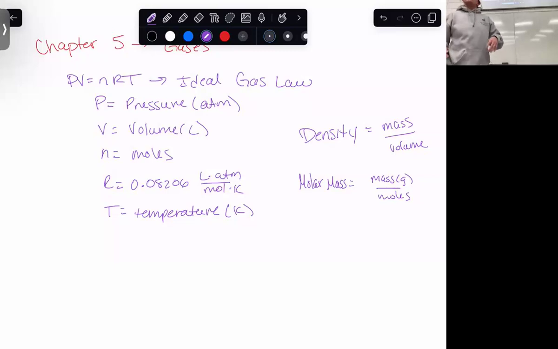What are some characteristics of gases? Do we like gases to be at high temperatures or low temperatures?